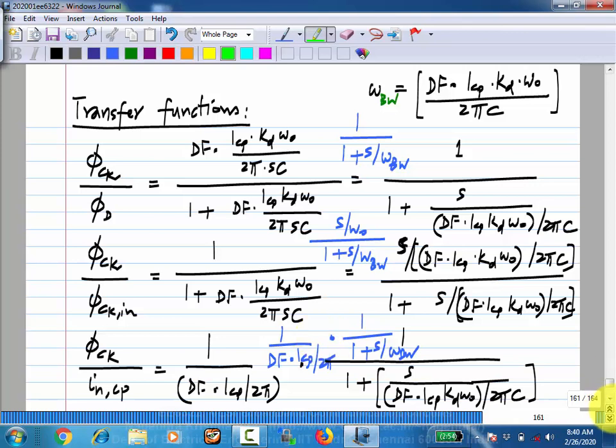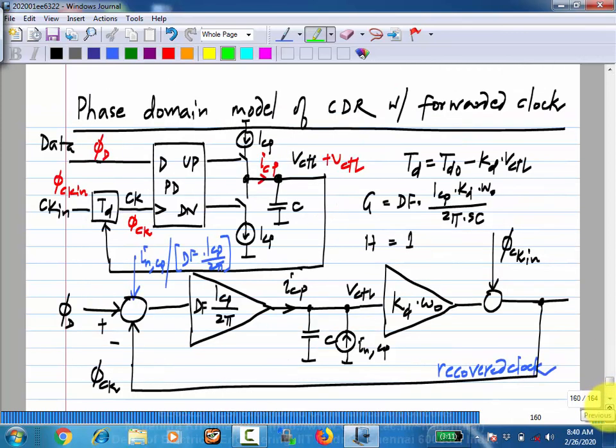So there are many performance metrics. First of all, what is the quantity that decides whether the output clock of the clock and data recovery circuit is tracking the data correctly? What quantity would you look at? φD minus φCK, right? φD minus φCK should ideally be 0. By our definition, that means the clock rising edge is in the center of the data symbol. So you can look at what happens to φD minus φCK under different circumstances.